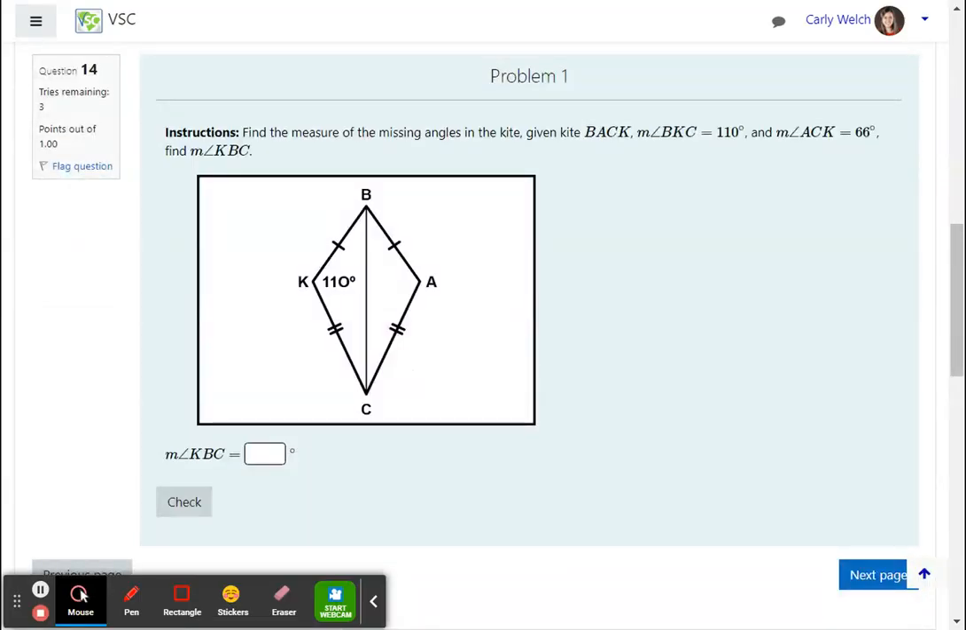Here we have BKC is 110. We know that this one is also 110. And ACK is 66. So we're going to start with 360 minus 110 minus 110 minus 66. We have 74. And it's asking you to find the measure of angle KBC, which is half of 74, giving us 37.